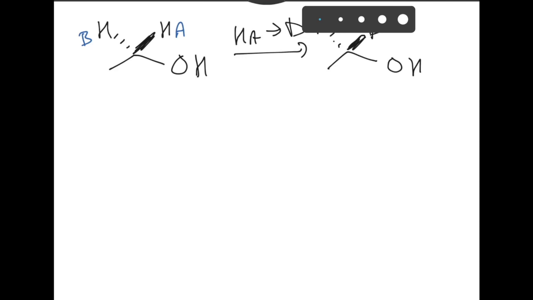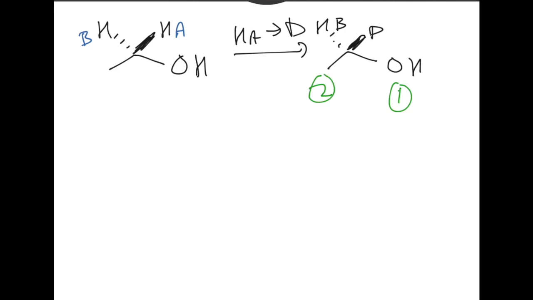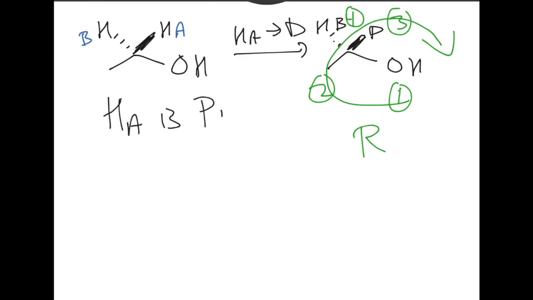Now we can assign R and S to this. 1, 2, 3. Deuterium gets priority over hydrogen because it's heavier. So is this R or S? R. So since changing HA to a deuterium made an R chiral center, we can say that HA is pro-R.